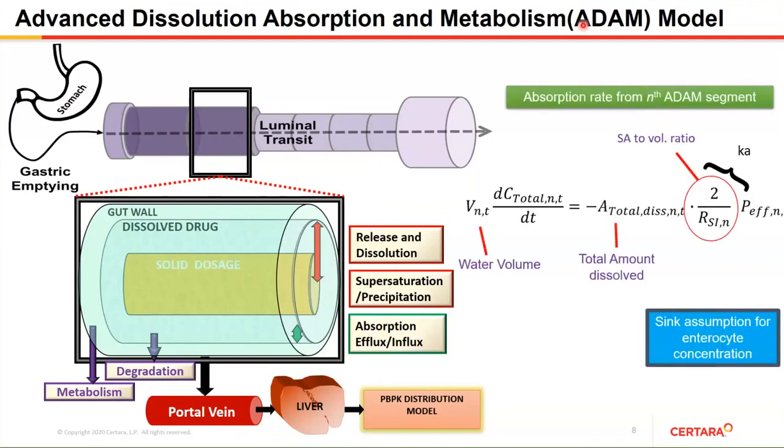So on the right, this is the absorption rate from the nth ADAM segment, and this is the equation which we use to model this. On the left, the differential term includes the concentration of the dissolved drug in the gut lumen of a particular nth segment. A total is the total amount dissolved, and 2/R times Peff is nothing but an absorption rate constant, which is Ka. So 2/R is the surface area to volume ratio, and Peff is the effective permeability of ritonavir in a particular nth segment. So this is the basic equation of the absorption rate from the ADAM.